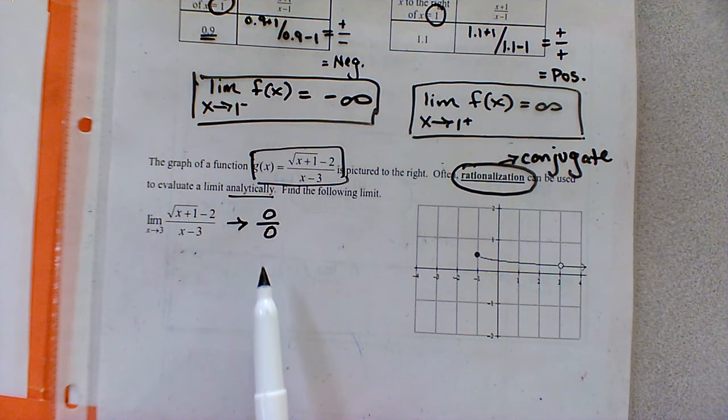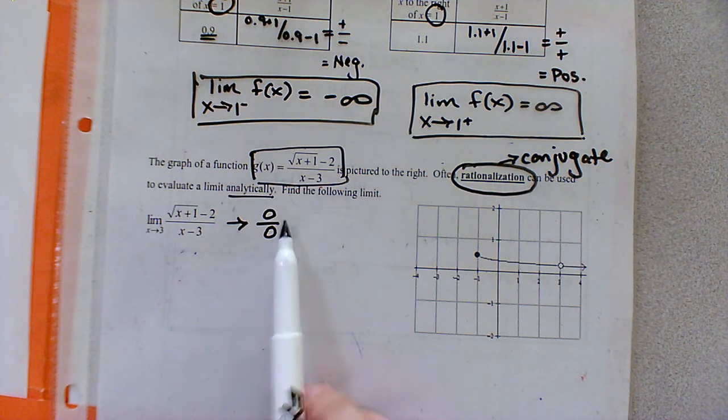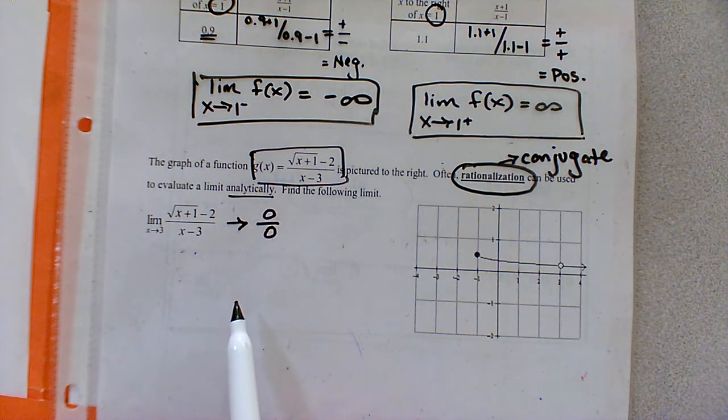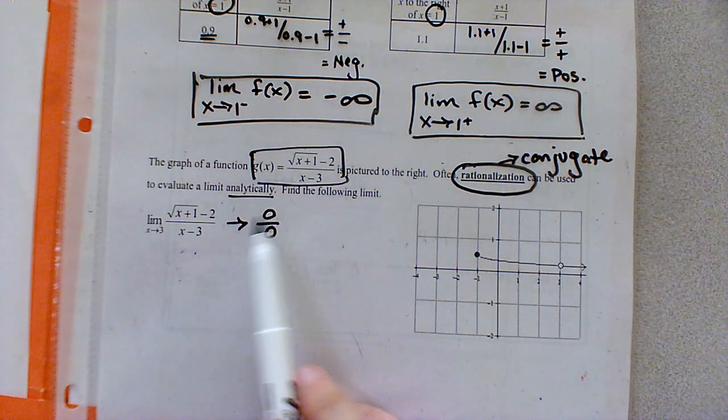So there's that indeterminate form. So this is telling us the limit might exist. We just have to work a little bit further to see if it actually does. This is also signifying that we most likely have a hole in the graph.